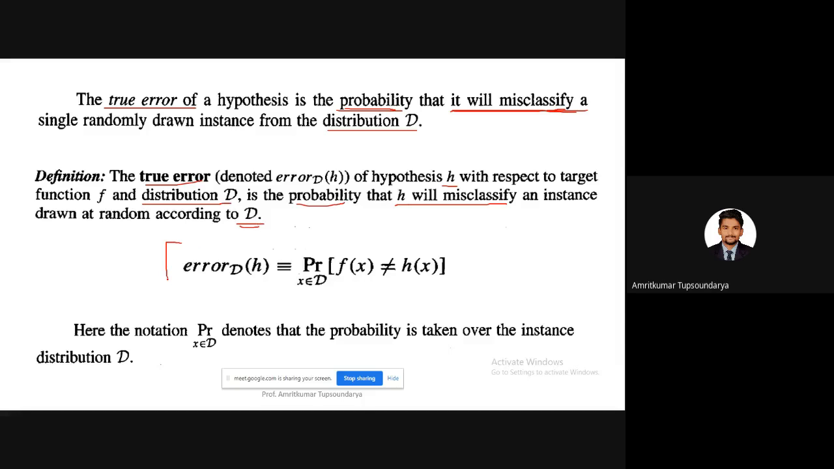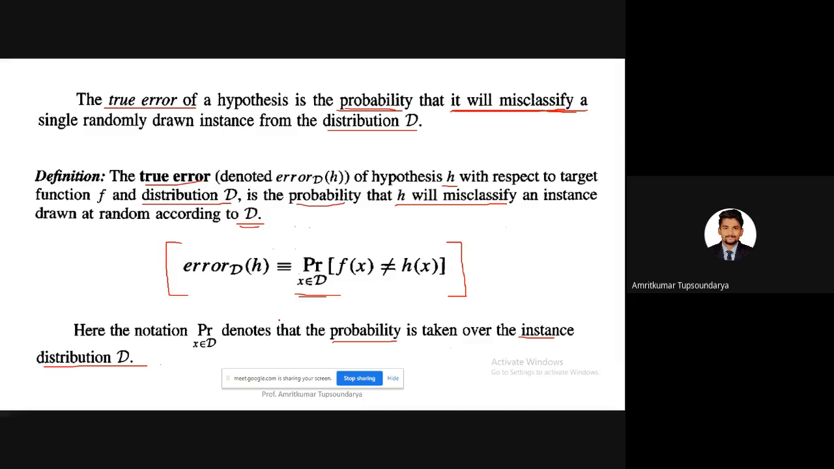So how do we define it? This is the formula for that. Error D of h is given as the probability over all the instances x belonging to the distribution D, wherein f of x is not equal to h of x. This notation here denotes that the probability is taken over the instance distribution D. So this is the definition of our true error.